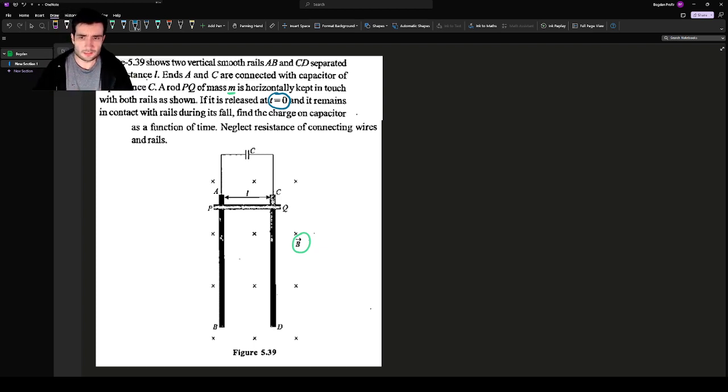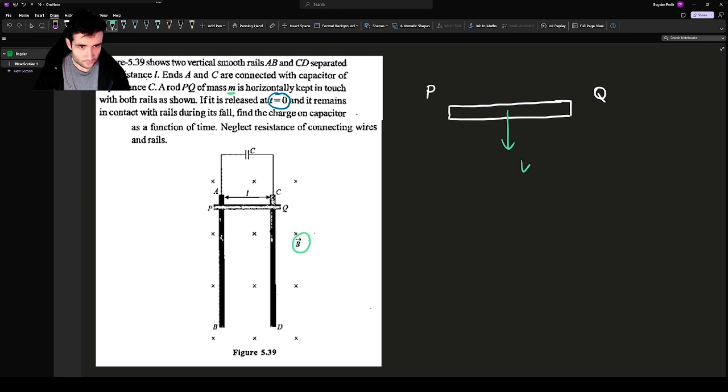So how will that capacitor charge? Why will it charge? We'll try to answer those questions as well. So let's try to understand what happens. As this conductor, this rod, starts falling, it will gain a certain amount of velocity. So it will have a velocity v pointing downwards like this.